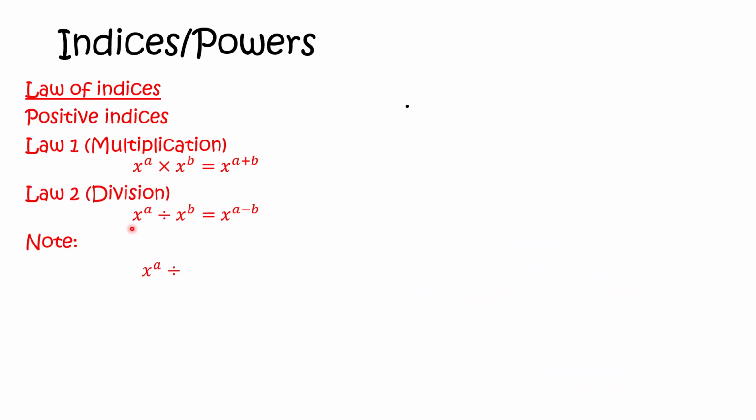Let's look at law number 2, the one on division. So if we have x to the a divided by x to the b, when we have the same base, then we simply subtract the powers. That is to say, we have x to the a minus b. Note, we don't divide the powers.